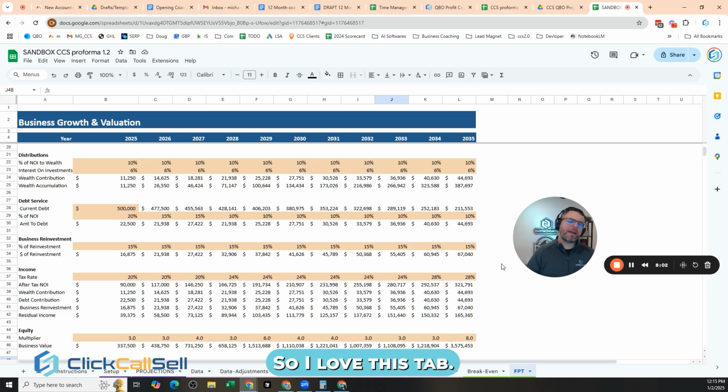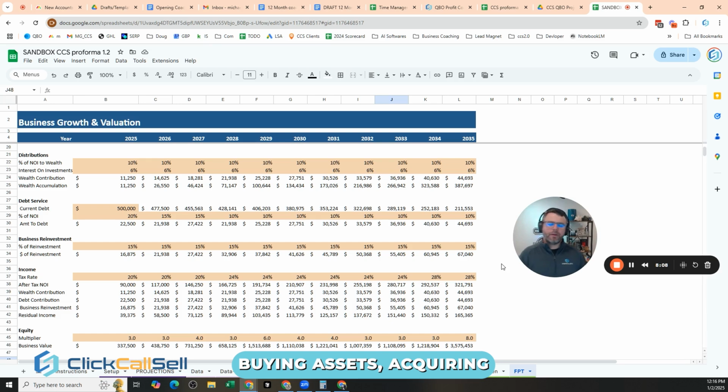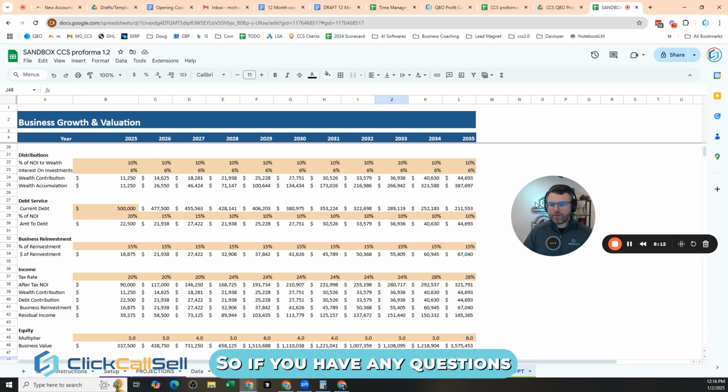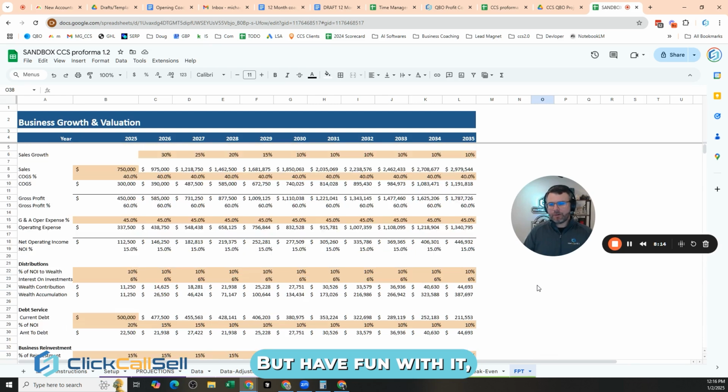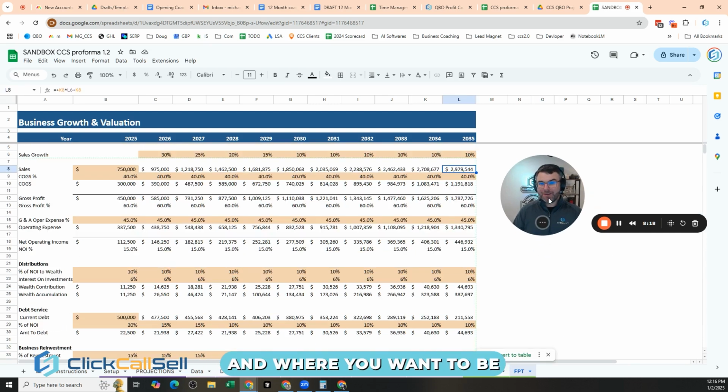So I love this tab. It's a great way to be laser focused on how much you're investing, paying for yourself, buying assets, acquiring new equipment, and it's just a really, really cool tool. So if you have any questions about this, let me know, but have fun with it, because this tool will get you focused on the future and where you want to be in a period of time.